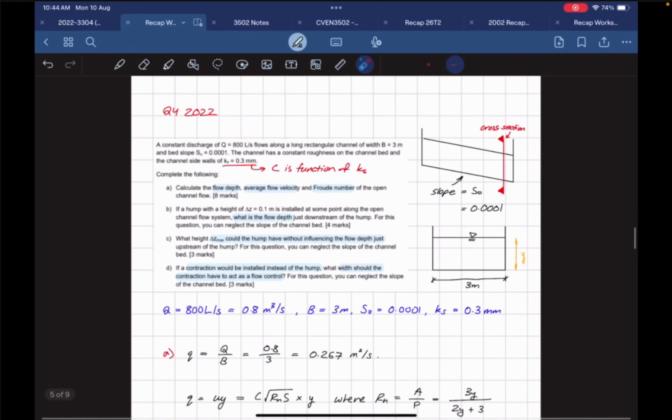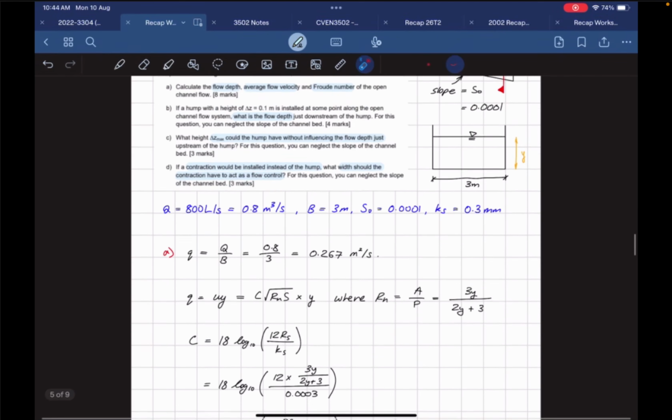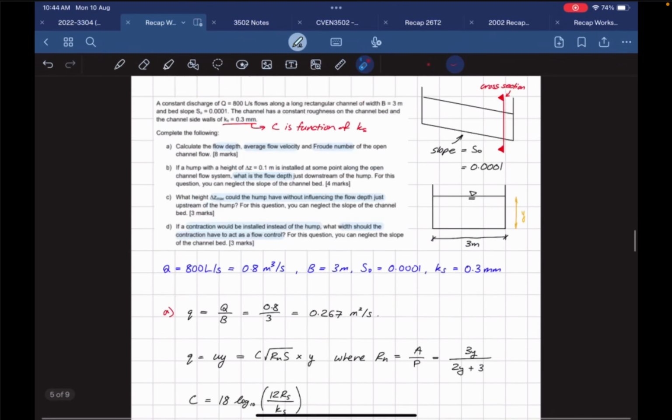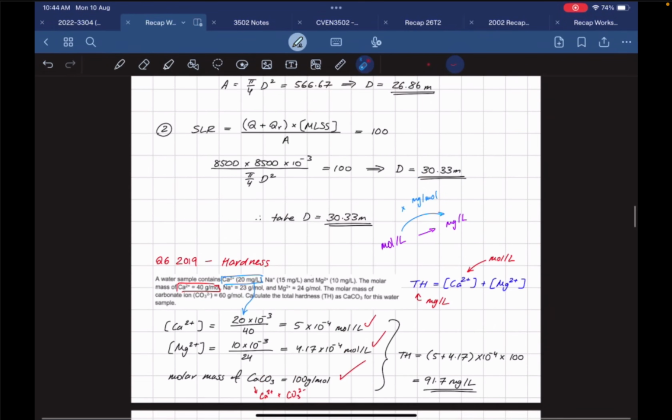So this is the hydraulics part, the water engineering part. Before moving into that, I'll give you guys a quick 10 to 15-minute break.